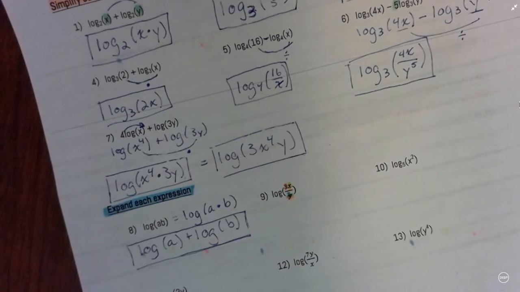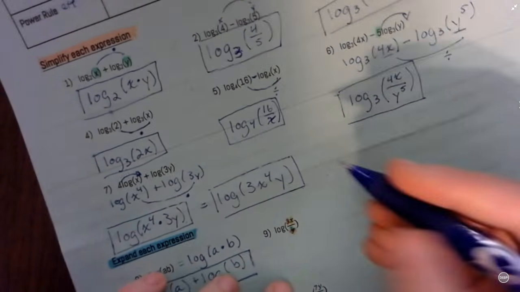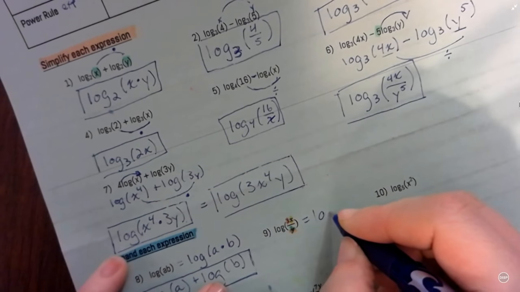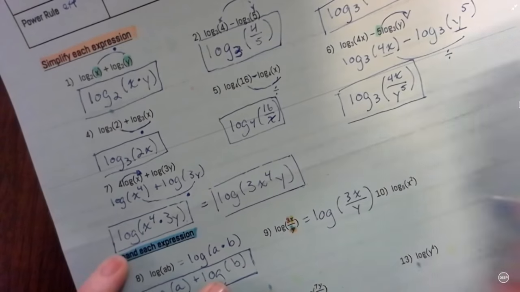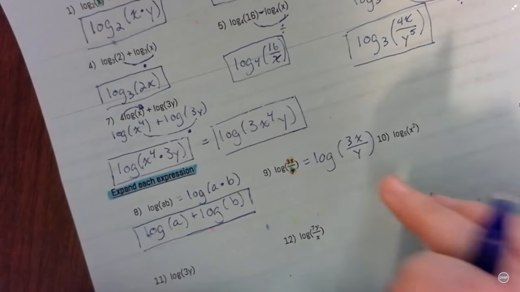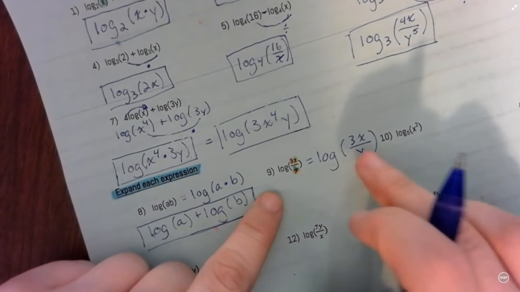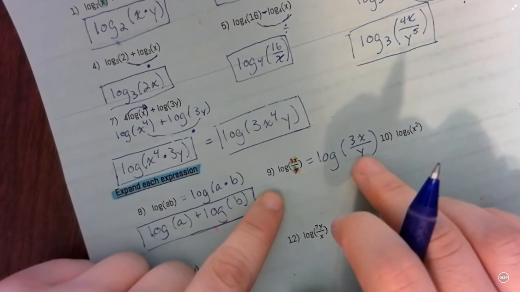That just made it worse, didn't it? Well, I tried. Let me rewrite that a little bit bigger. So that used to say log of 3x over y. Okay, so first let's go ahead and use the quotient rule.